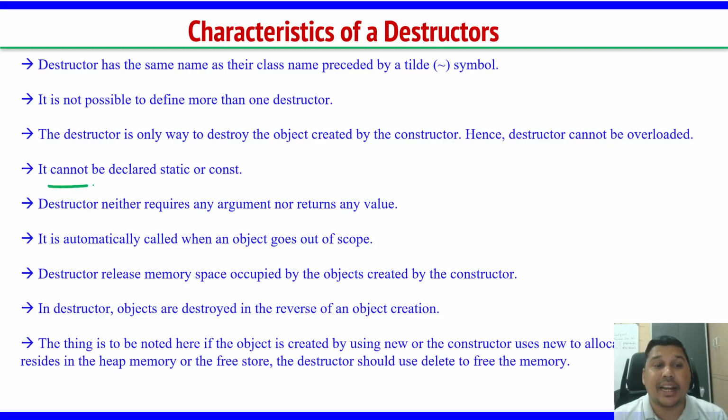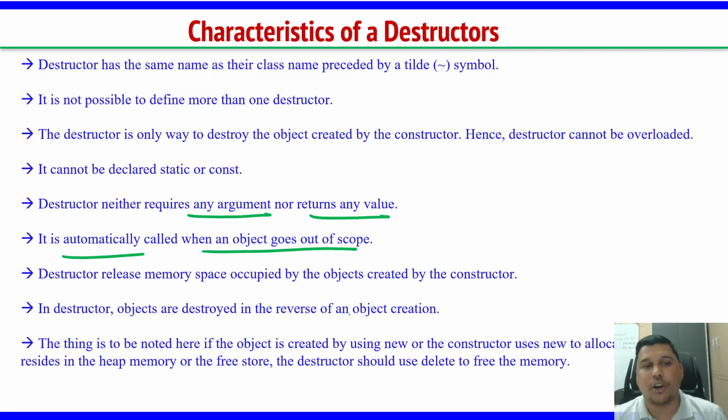It cannot be declared as static or constant. Same as a constructor, it also cannot be declared as static or constant. Like a constructor, a destructor does not require any arguments, nor does it return any value. But in a constructor we can take arguments: default means no arguments, parameterized means some arguments. Whereas a destructor will not take any argument and will not return any value. It is automatically called when the object goes out of scope.